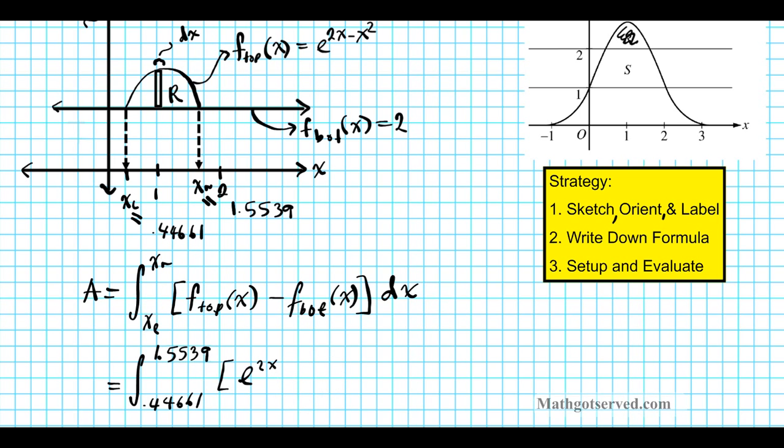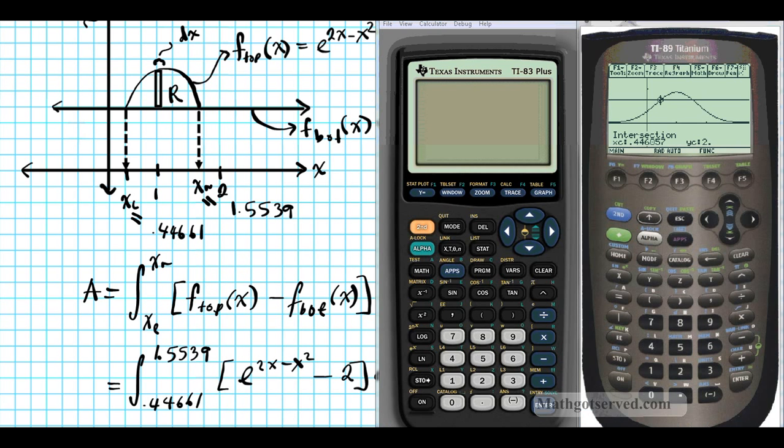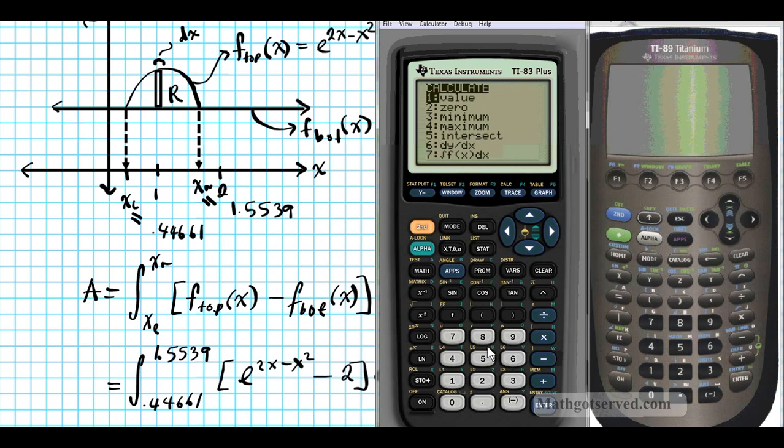That's an exponent. Also e to the 2x minus x squared as f top, minus f bottom, which is simply 2, dx. So all we do is plug this into our calculator and we'll get the answer. I'm going to show you how to enter this integral expression into the TI-89 and the TI-83.